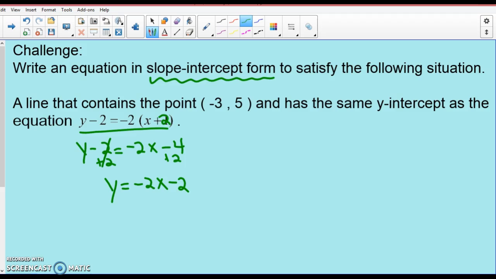They told us that it has the same y-intercept as this line. What is the y-intercept of this line? Now, we've got a point and a y-intercept. We have point intercept form. Now we've got point slope, or we've got slope intercept.